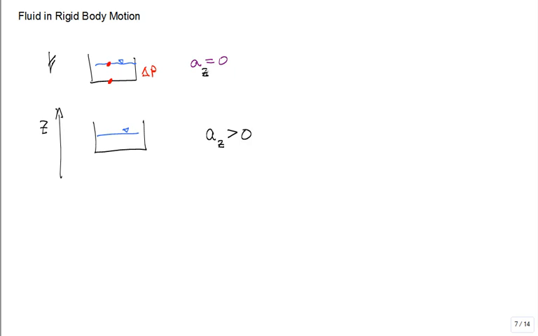In the first case, a_z was 0. It is sitting stationary on the table. It's not accelerating. In the second case, I'm in an elevator and it's accelerating. Or put me in an aircraft.